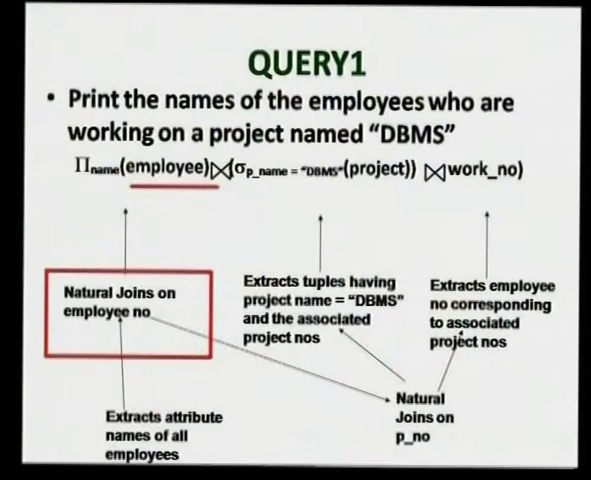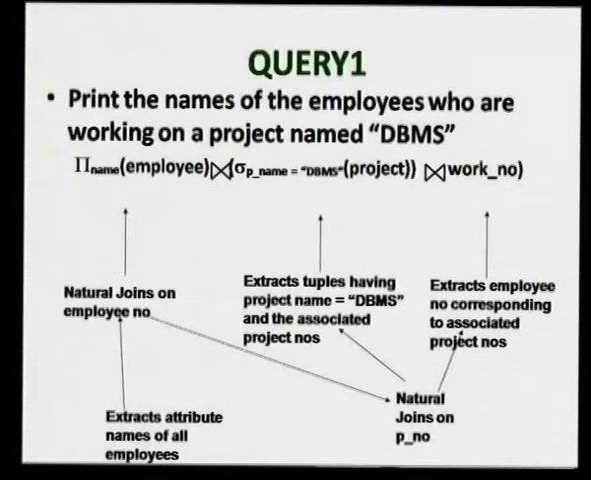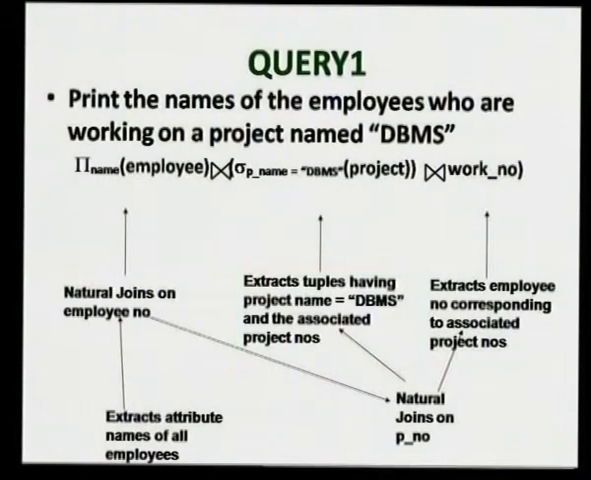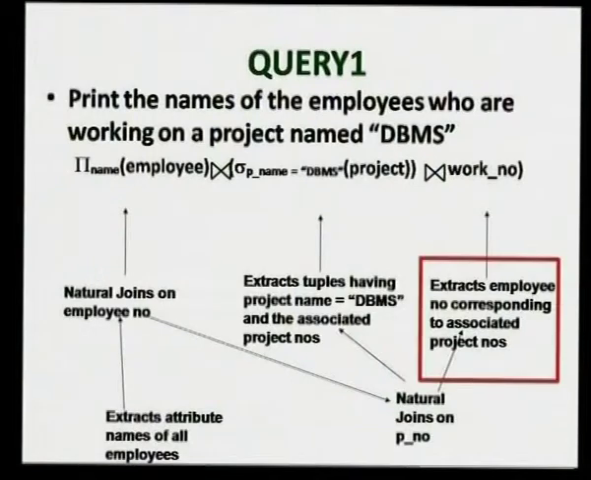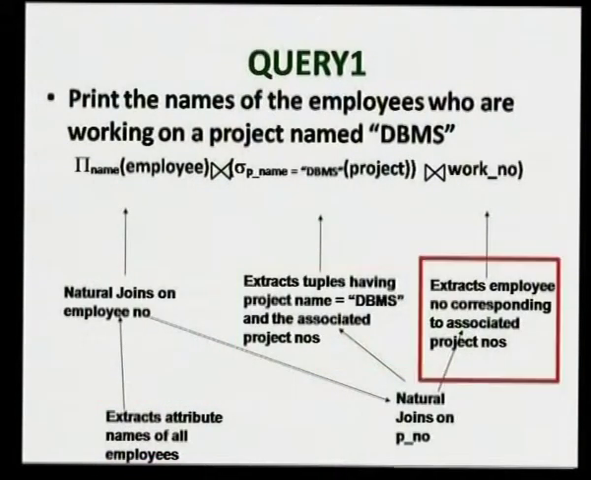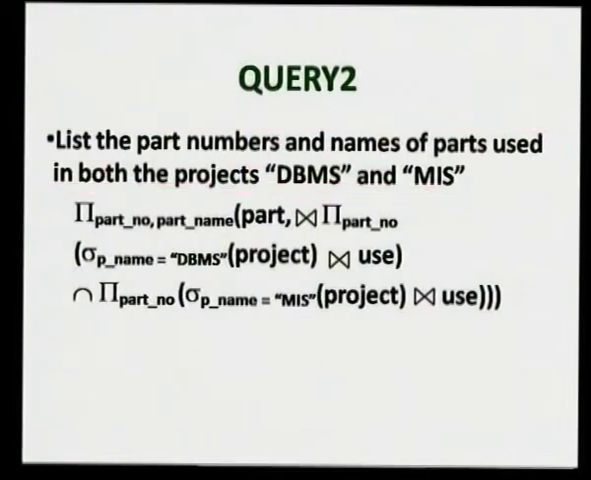Now this is the natural join on employee number. This extracts tuples having project name equal to DBMS and the associated project numbers, that alone it takes, and then this extracts employee numbers corresponding to the associated project numbers, and then this extracts the names, and then the natural join of this. Another example query is given: list the parts and names of parts using the project DBMS. Similarly, you can explain that.